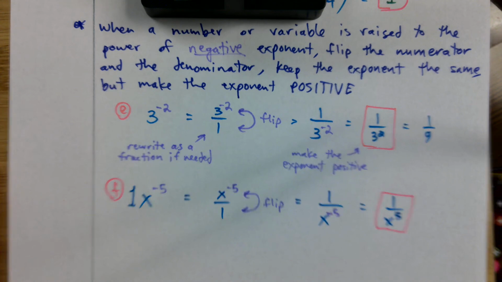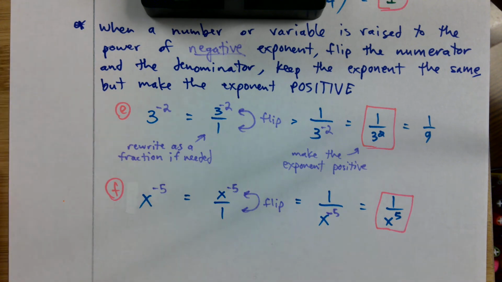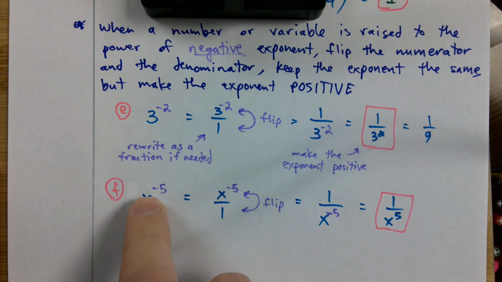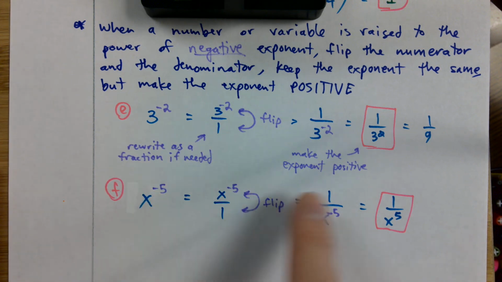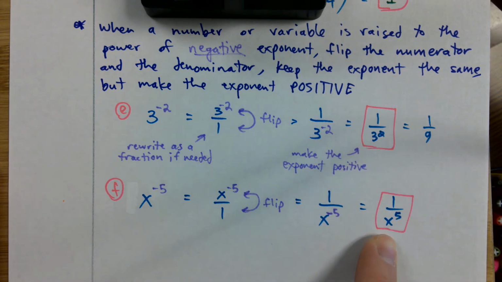And I'm going to wipe that out just to avoid confusion. We'll just leave it like that. So take a look at E and F. Look at how we started. We had 3 to the negative 2, and we had X to the negative 5. And look at where we ended. 1 over 3 to the 2nd and 1 over X to the 5th. You guys checking out that pattern there? Are we seeing what's going on? All you have to do is put 1 over it and then make the exponent positive if you don't have a fraction.